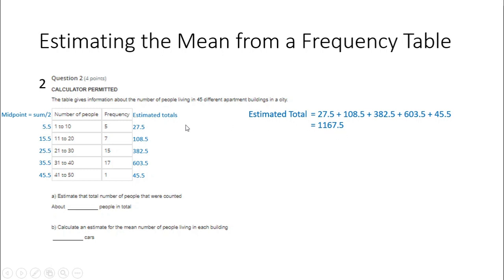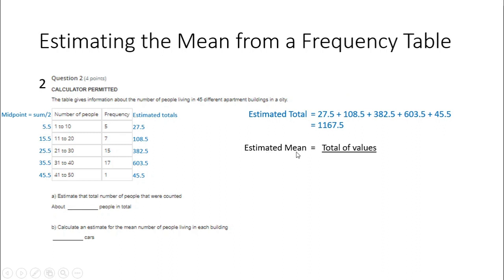Now, I have not rounded that. This is not a guess. You can see how I worked it out, but I don't know how accurate my working is because I didn't know exactly how many people were in any of these buildings. I had to use the midpoints. So that's what an estimate for the total means. And my estimate is exactly 1,167.5. That should go down here.